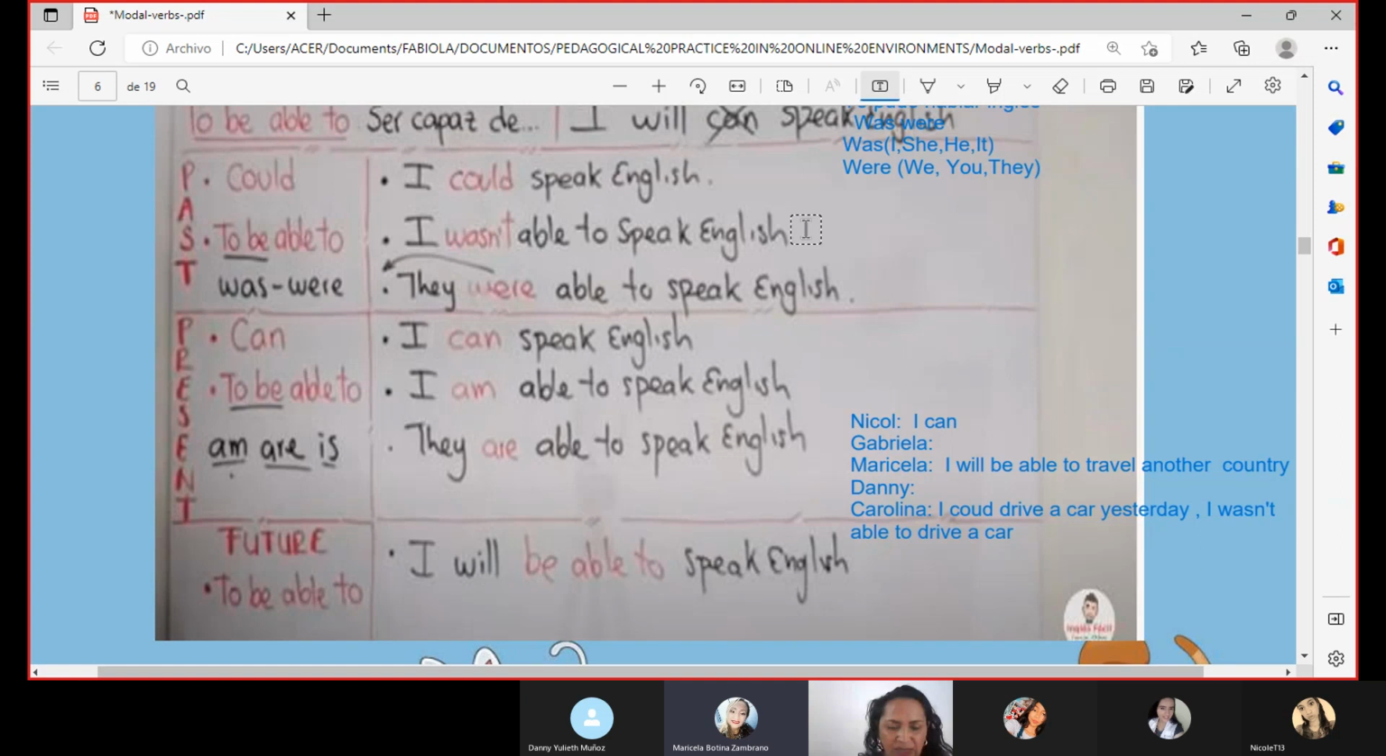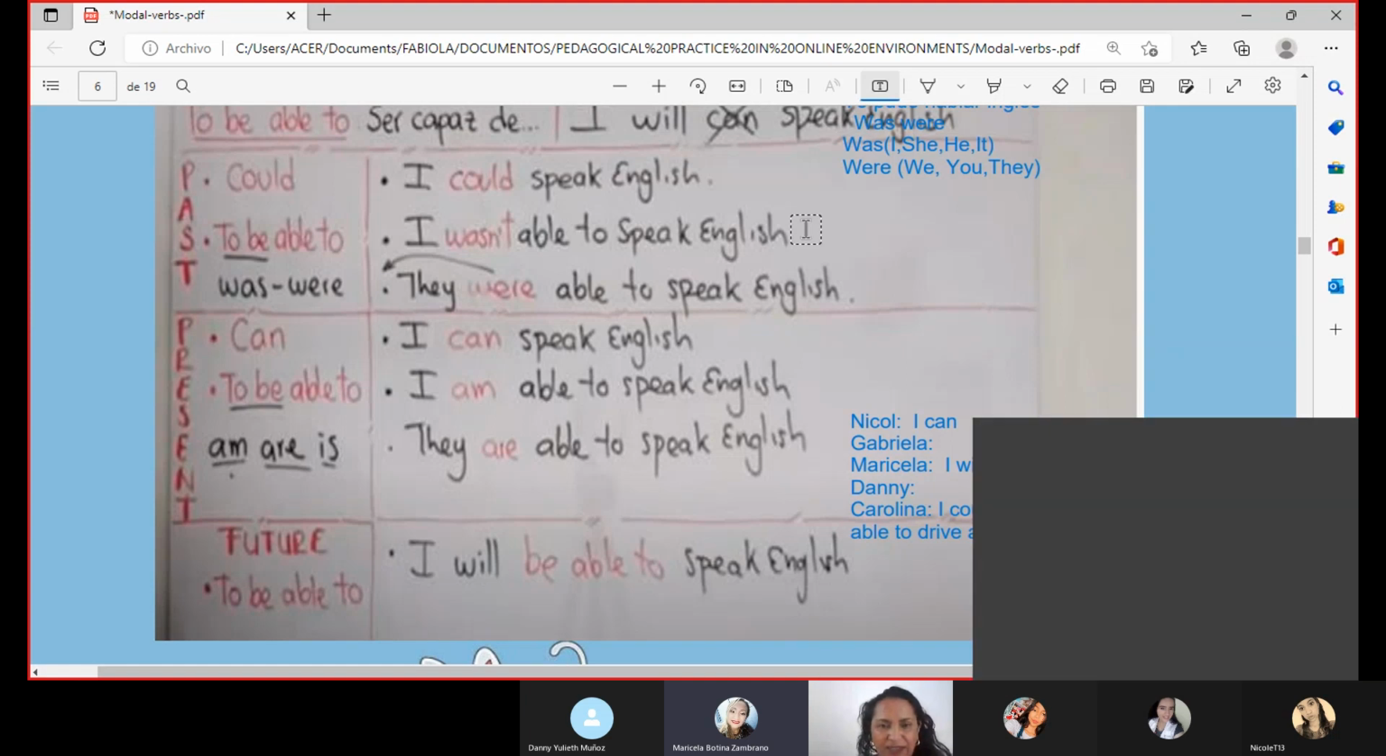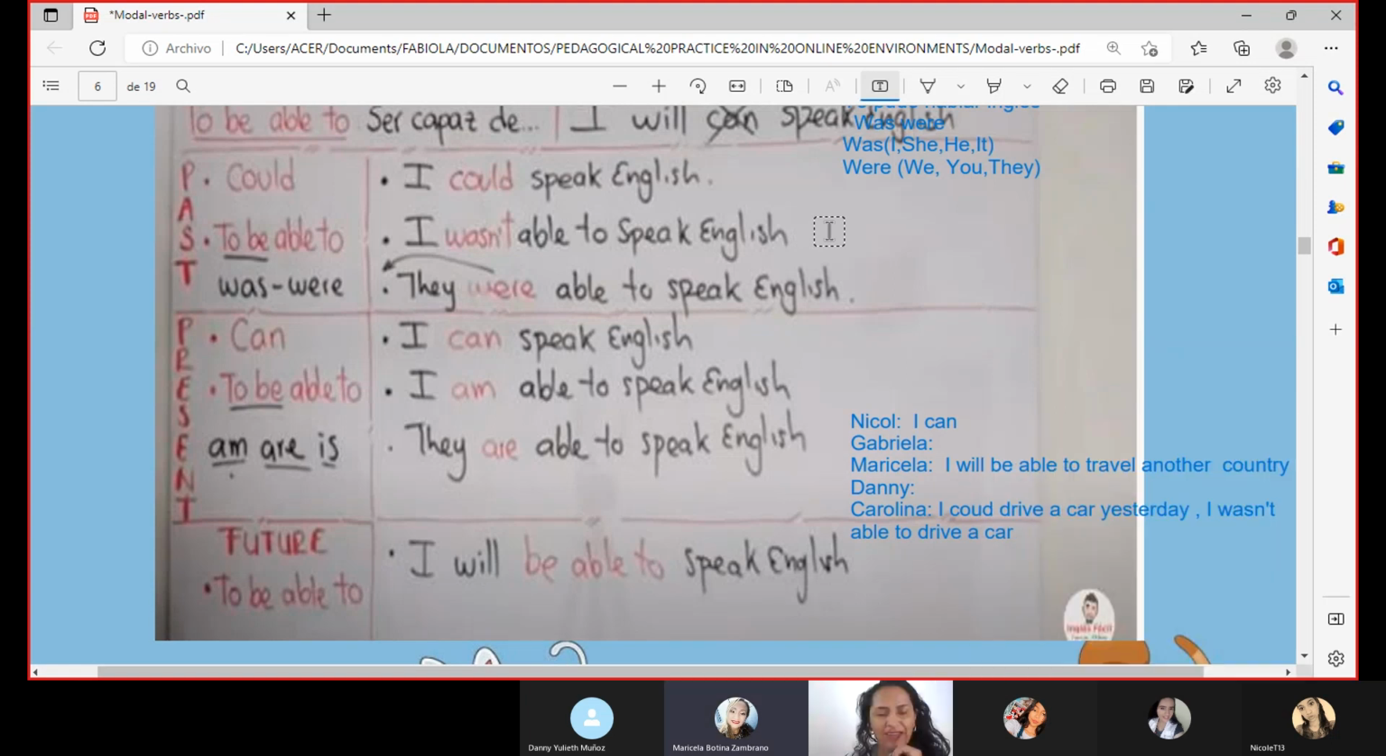Teacher, y they, o sea, ellos no fueron capaces, ¿por qué no se utiliza el could ahí también? ¿Por qué no puedo utilizarlo? Sí, porque en ese caso, cuando utilizamos el able to, él trabaja únicamente con el was y el were, que es una actividad en pasado, no fueron capaces. Entonces, te toca sí o sí utilizar el verbo to be en pasado.